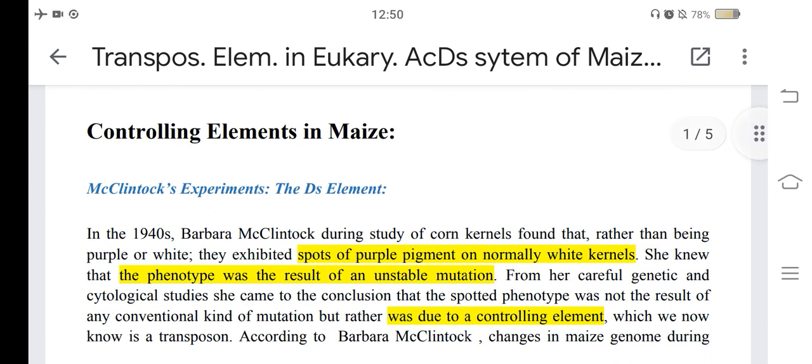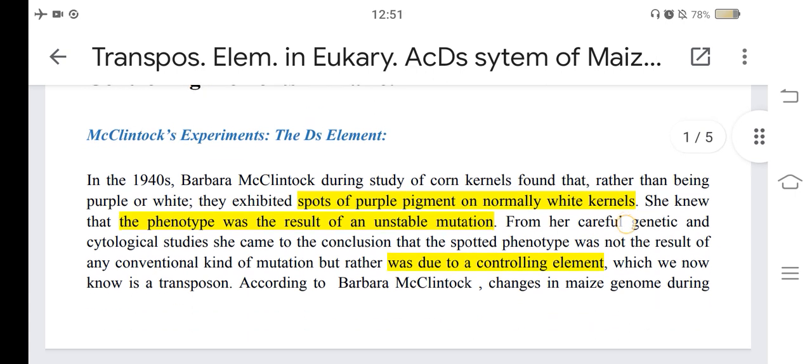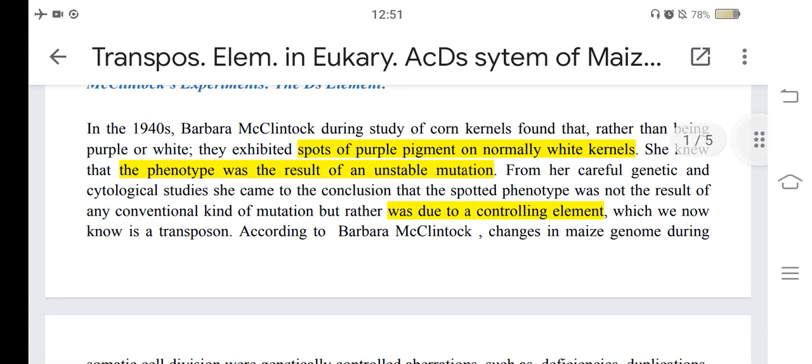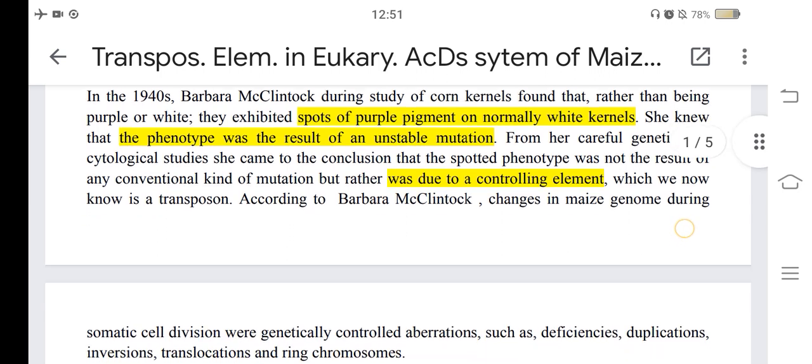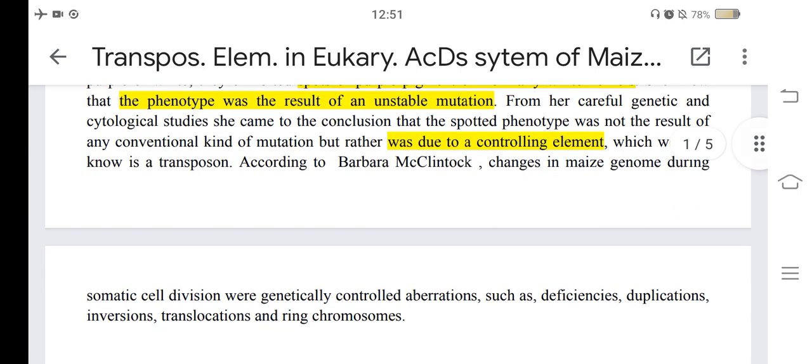Controlling elements in maize: McClintock's experiments and the Ds element. In the 1940s, Barbara McClintock, during her study of corn kernels, found that rather than being purple or white, they exhibited spots of purple pigment on normally white kernels. She knew that the phenotype was the result of an unstable mutation. From her careful genetic and cytological studies, she came to the conclusion that the spotted phenotype was not the result of any conventional kind of mutation, but rather was due to a controlling element, which we now know as a transposon.